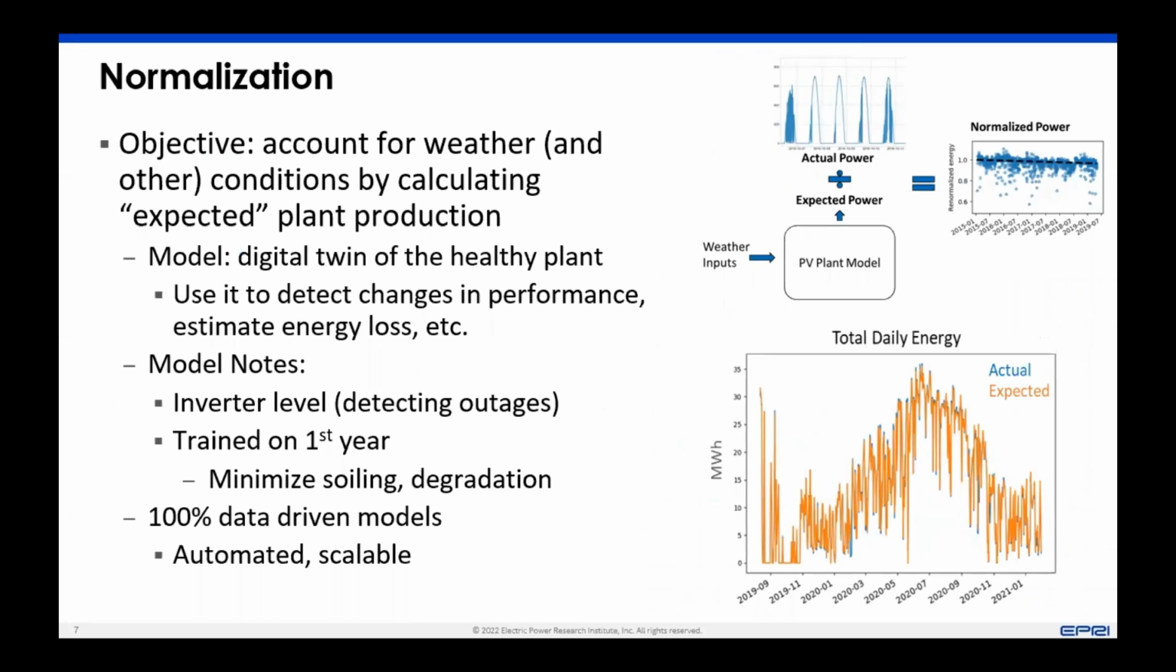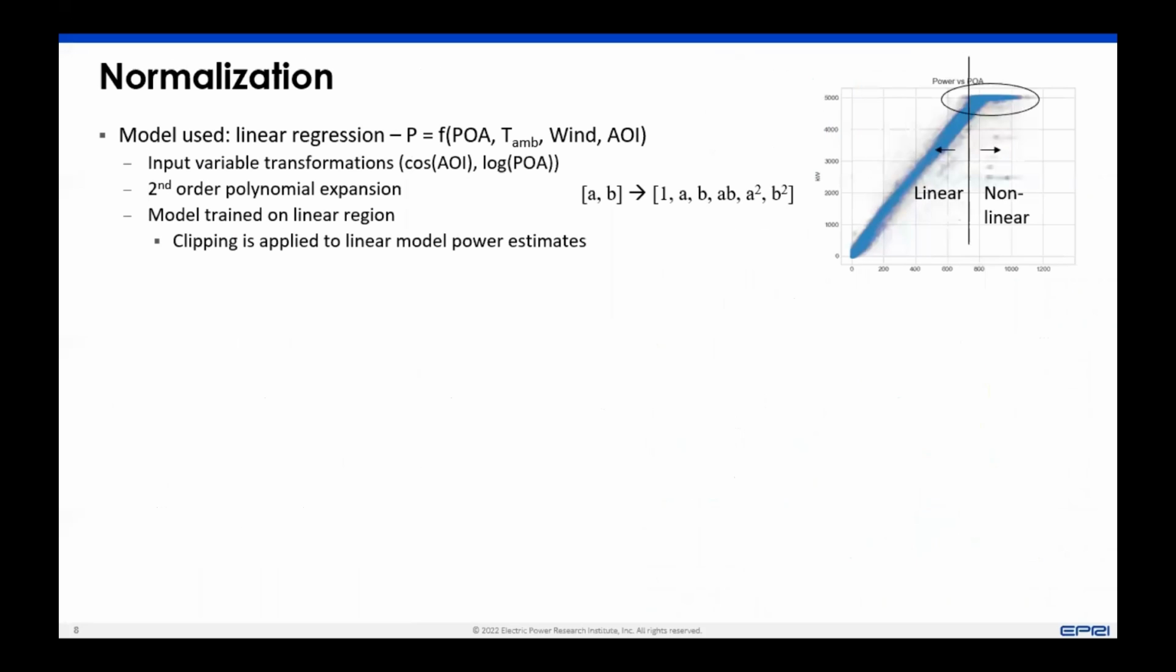And this is a 100% data-driven model. It's not like PVsyst and others. What we use is a regression model. We did a study on different models, and we found the regression model predicts pretty well. That's why, for the benchmarking, we're using the regression model. We also added some input variable transformations, like the incident angle and the log POA, and then we also added some second order polynomial expansions.